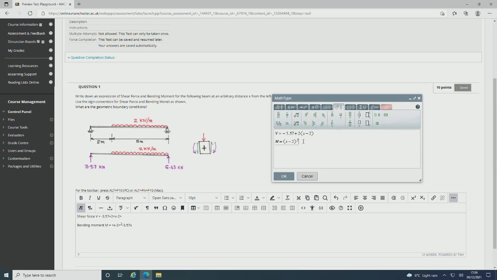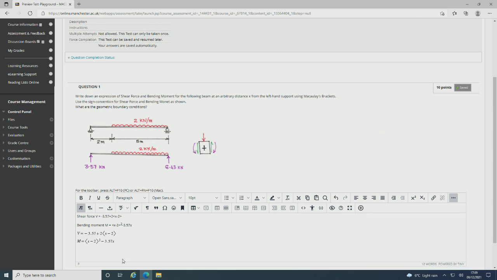And then you type in again minus 3.57x. And once you have done it, you say OK. Then that would come in nicely onto here. Now don't worry if you're fiddling in there.